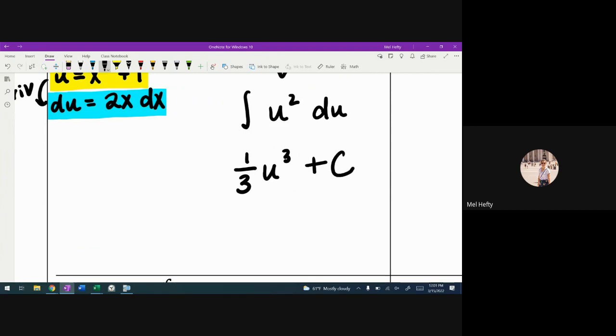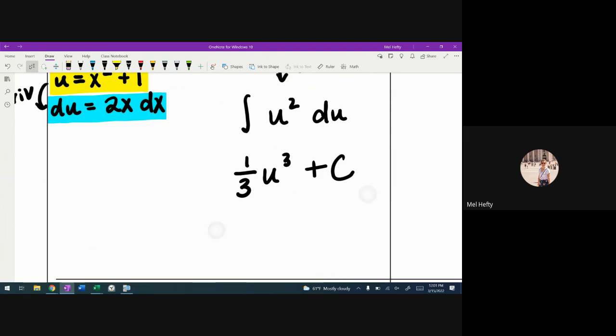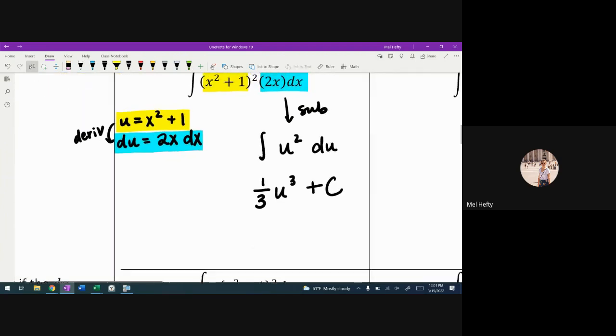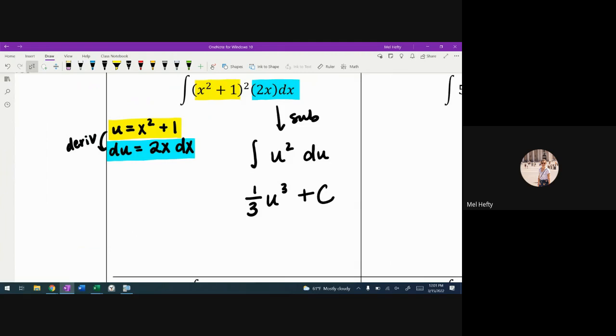All right, we have one and only one more step. Perfect. Our question was asked in x, so we need to return an answer in x. So I'm going to keep the 1/3, but instead of u, I will plug back in x squared plus 1 quantity cubed plus c. And I'm done.